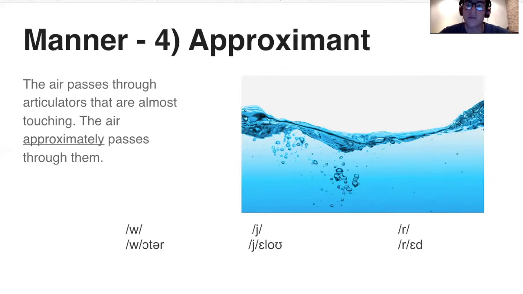Now think of the word water. When you say the w in water, your mouth is not completely closed. There's a little gap in between your lips. Some approximant sounds are w in water, y in yellow, and r, like in the word red.